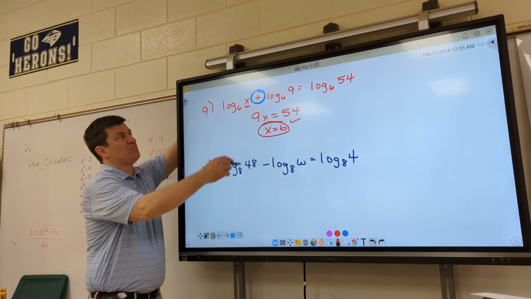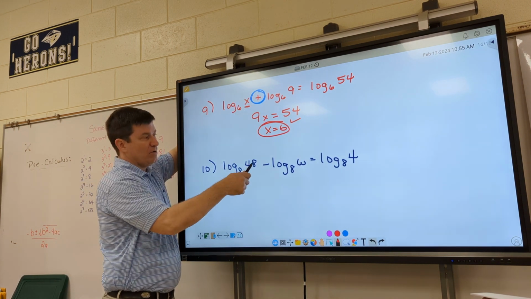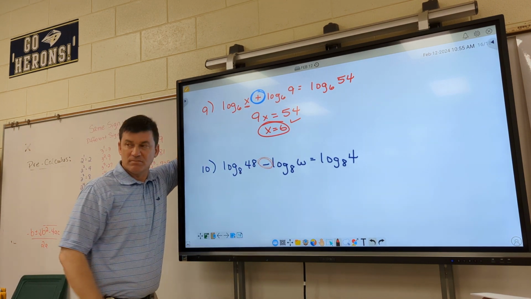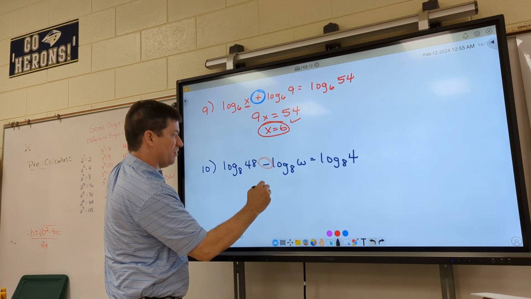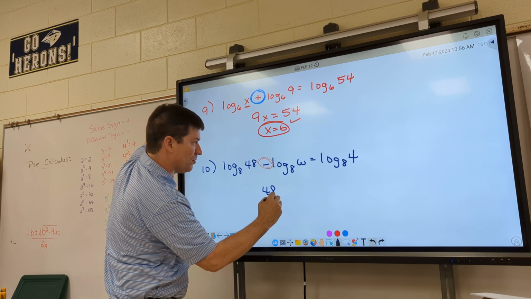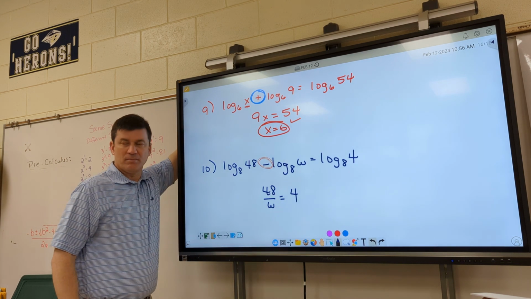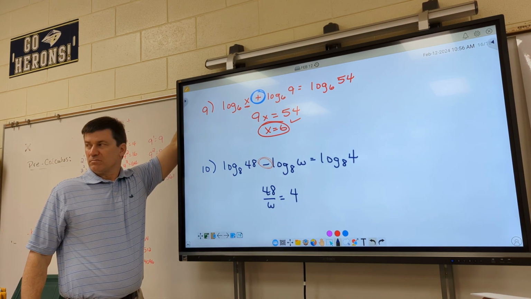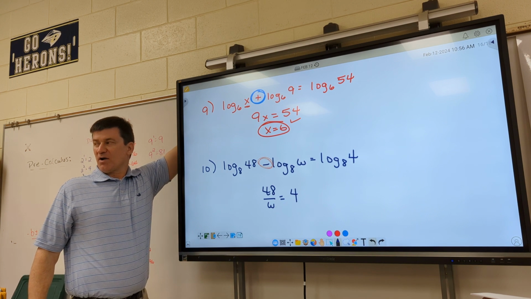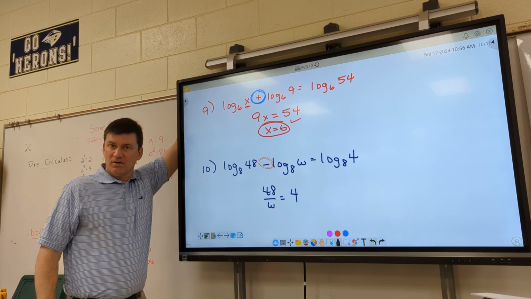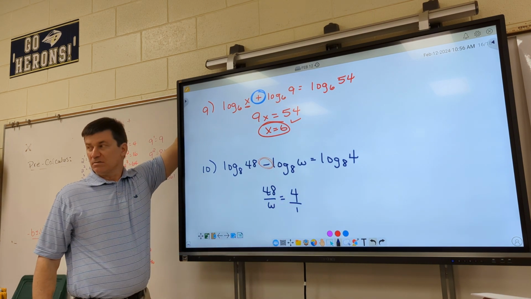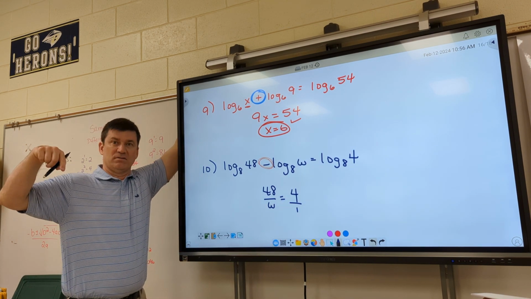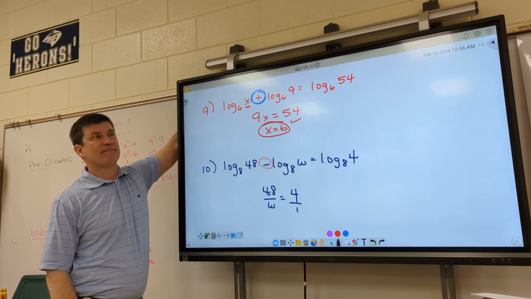Going back to 9, if plus turns into times, what about when you have a subtract sign? You divide. That's just going to be 48 divided by W equals 4. There's a lot of ways you could solve it from here. What I think is the easiest way, I would make that 4 over 1. Now I would cross multiply. Do it, see what you get.